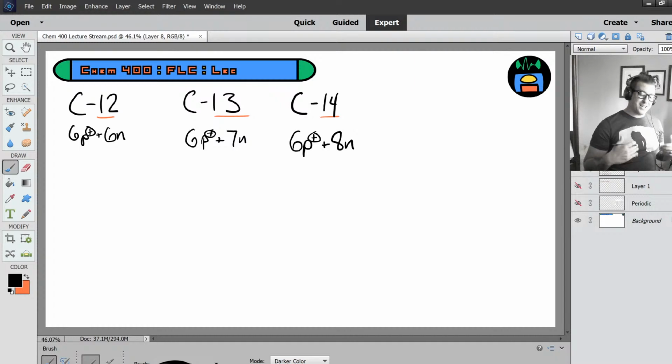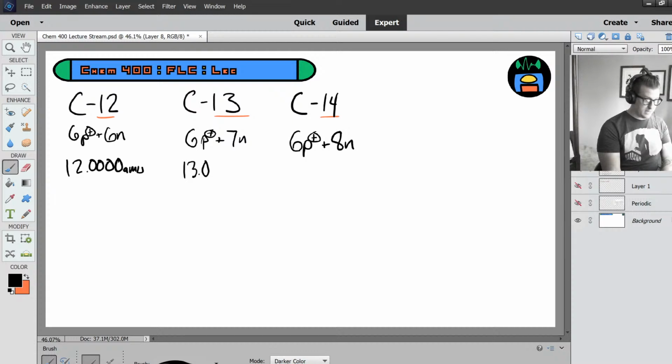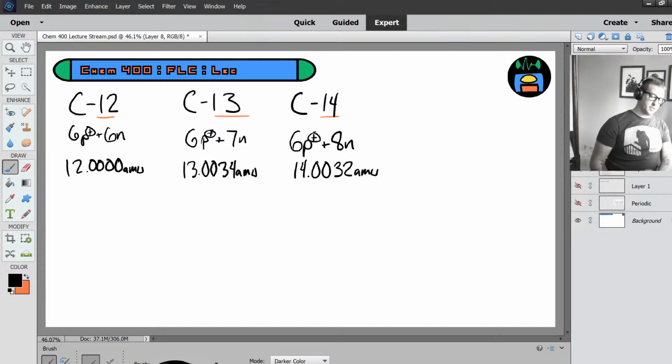Now, because these 3 isotopes have different numbers of particles in their nucleus, they all have different masses. This should come as no surprise. Carbon-12 has a mass of 12.0000 AMU, one isotope of carbon-12. Carbon-13 has an atomic mass of 13.0034 AMU, and carbon-14 has a mass of 14.0032 atomic mass units. All right.